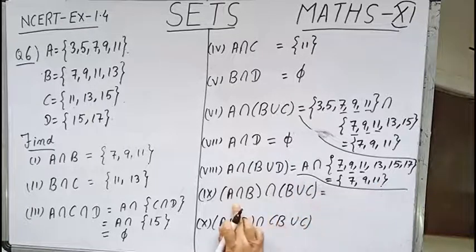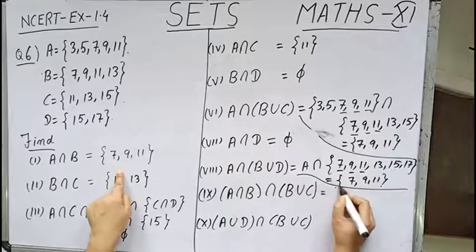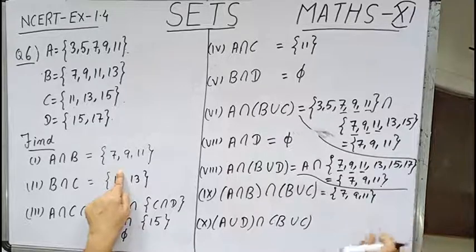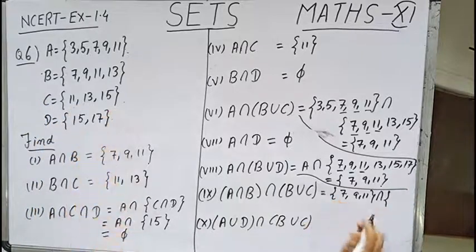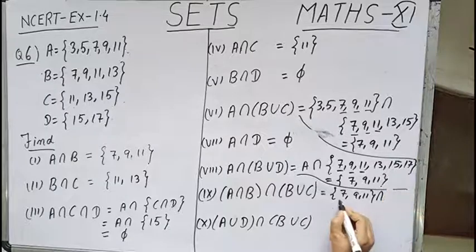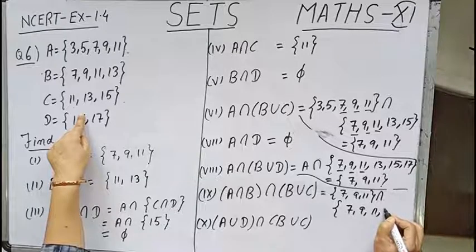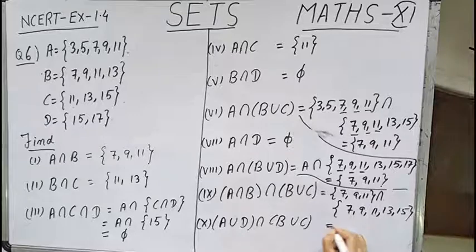Now this is A intersection B. A intersection B I think we have done also over here. So this will be equal to the set containing 7, 9, 11. And intersection B union C. B union C is the set containing 7, 9, 11, 13 and 15. And the intersection of these two will be equal to 7, 9, 11.